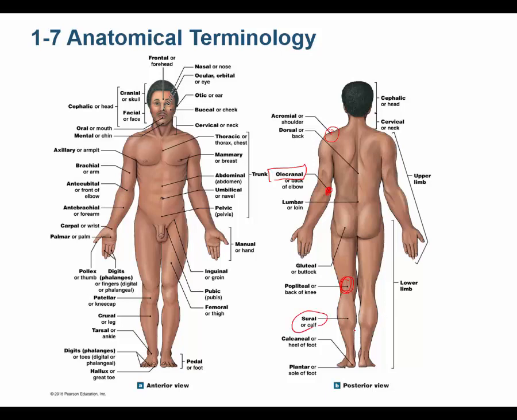Sural is the back of the lower leg. There's a muscle in here called the triceps surae. It's the two heads of the gastrocnemius and the soleus. This is called the triceps surae. And see, it's easier to remember things like that if you remember this is the sural area. We'll talk about the plantaris muscle that runs down through and goes to the plantar surface of your foot.